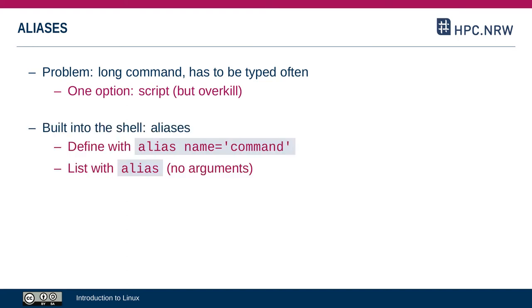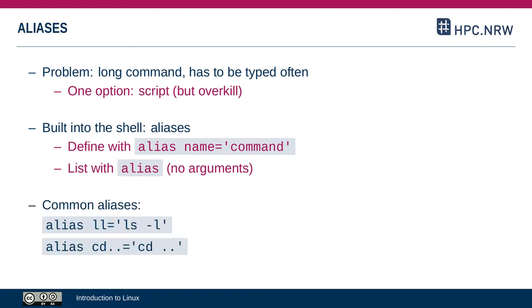Defining an alias is a pretty simple command. It's just alias, name, and then the command you want it to be. Again, the same rules about quotes that we looked at before apply. You can use the alias command with no arguments to list all the aliases that are defined.